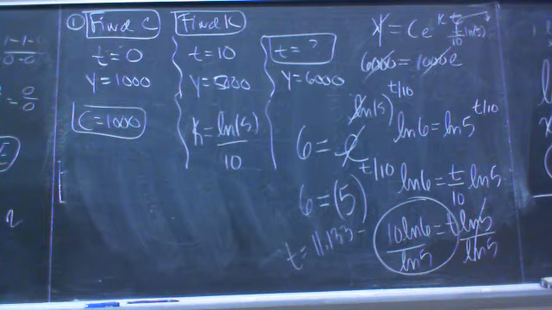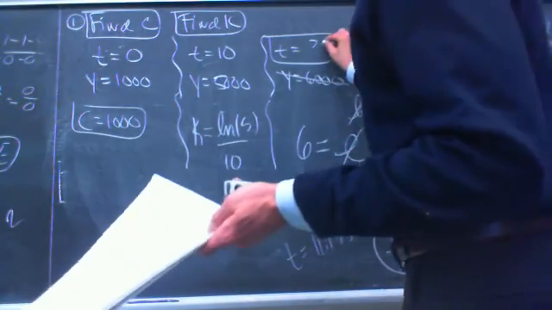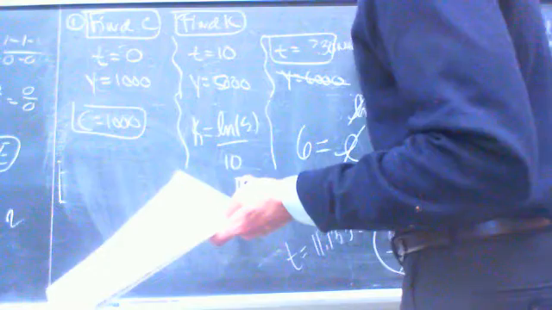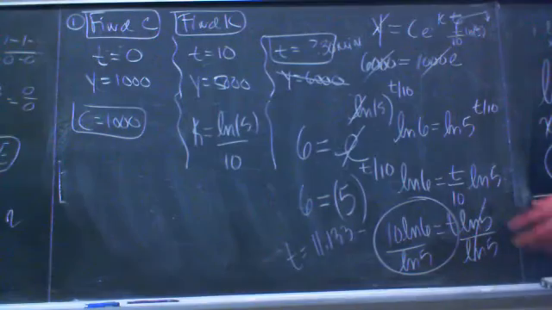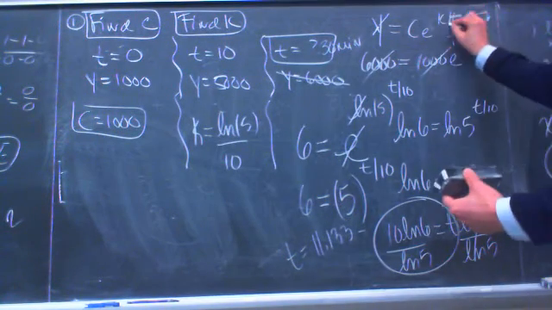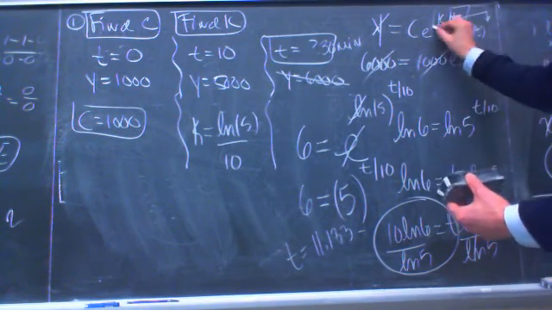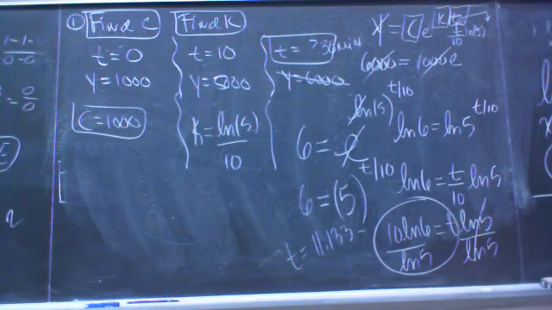Yes? Now, if we were given time, suppose in 30 minutes, what would the amount be? Look back here then. Suppose that was the question. What's the amount in 30 minutes? You just replace t with 30. You have the value of k. You have the value of c. Just simplify and you'll have what y is.